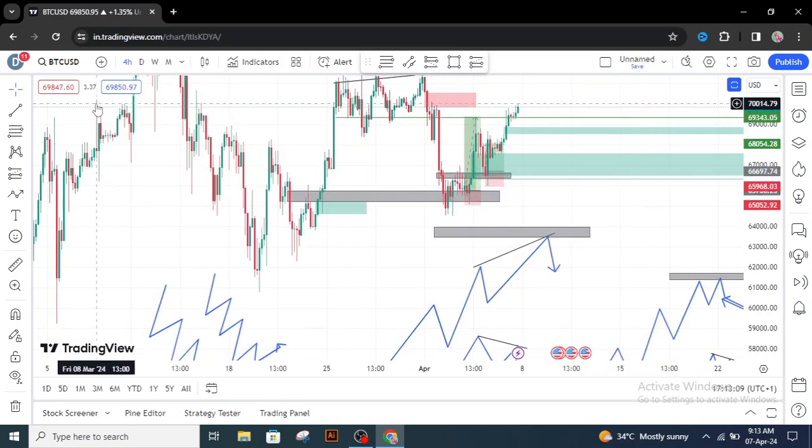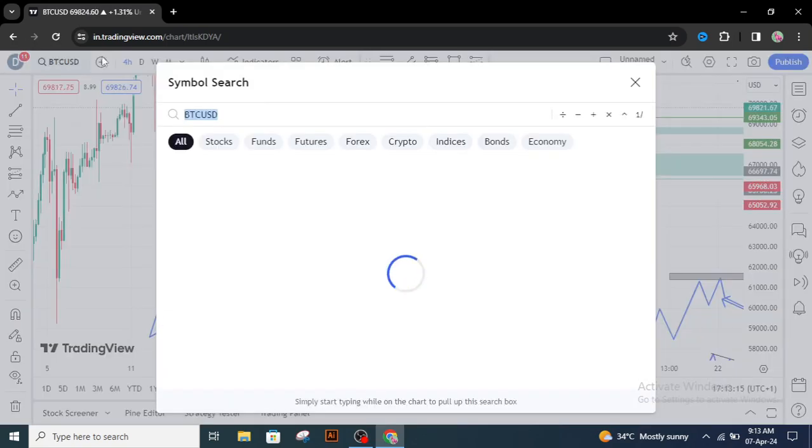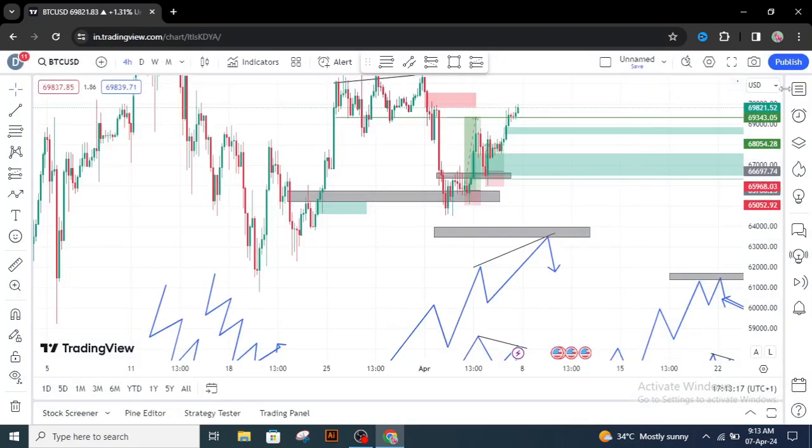So the second chart I want to show you is Ethereum, because I also traded Ethereum this week. Let me show you what happened there.